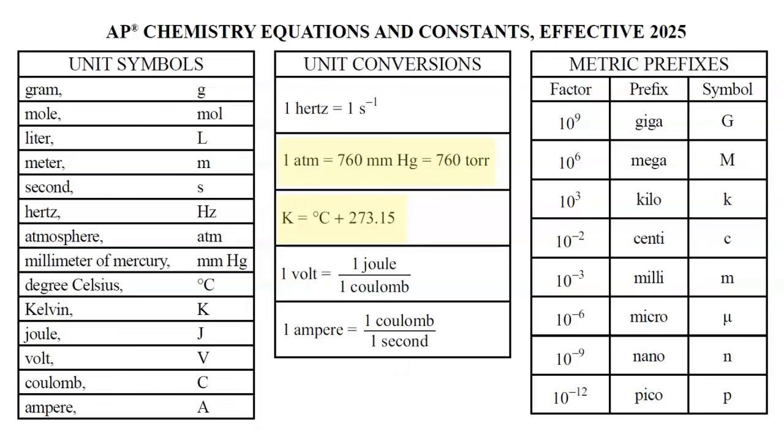Also, on the equation sheet, you can see a conversion between Kelvin and Celsius. So what we typically do is we add 273 to the Celsius temperature to convert the temperature from Celsius to Kelvin. You can also see a conversion between units of pressure. 1 atmosphere is equal to 760 millimeters of mercury, or 760 torr.